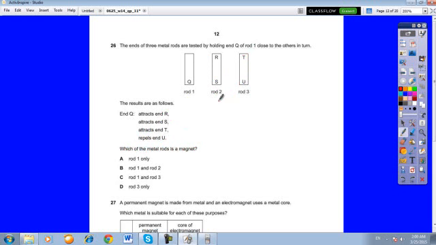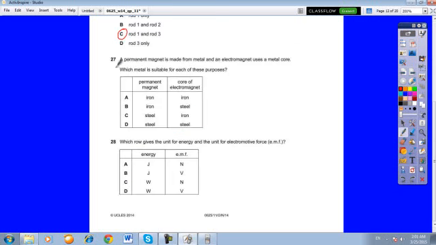Since for rod 2, R and S are both attracted to the same end Q, rod 2 cannot be a magnet. But rod 3 attracted from one side and repelled from the other side, so it's a magnet. And since it repels with Q, rod 1 is also a magnet. So rod 1 and rod 3 only are magnets. The answer is C.